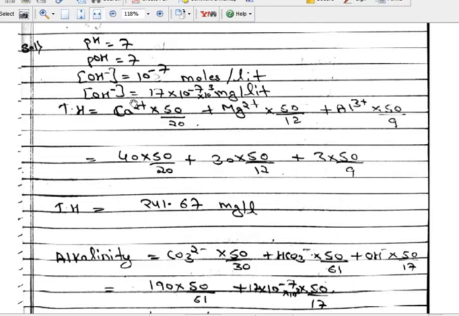Now total hardness is equal to calcium ion concentration into 50 by 20 plus Mg2 plus concentration into 50 by 12 plus Al3 plus ion concentration into 50 by 9. So this is fine: 40 into 50 by 20 plus 30 into 50 by 12 plus 3 into 50 by 9. So ultimately total hardness has come to 241.67 mg per liter as CaCO3.